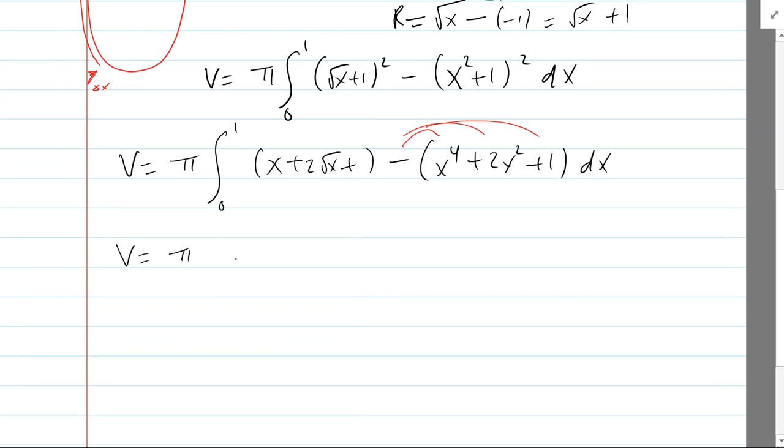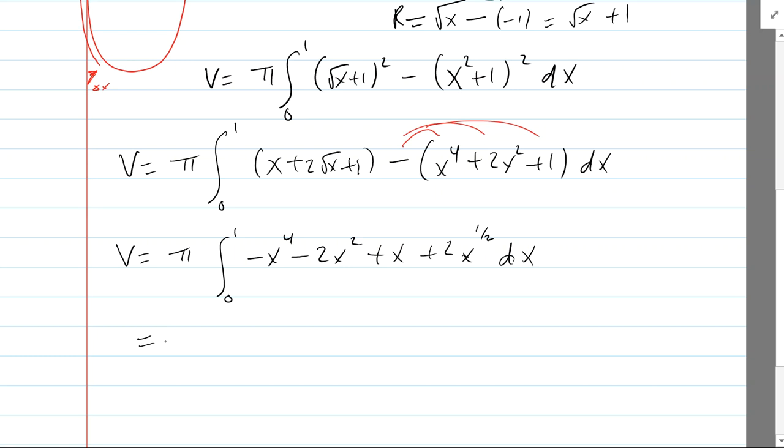V equals pi. And so I'm going to simplify because I don't want to integrate too many terms. Can I simplify a little bit? Yep. So I'm going to end up with a negative x to the 4th because there's no other x to the 4th term. There's no other x squared term either, so it's minus 2x squared. There's a 1 here and a minus 1 there. The 1's going to go away, yeah? Then I get plus x plus 2x to the 1/2 because I'm getting it ready for power rule.